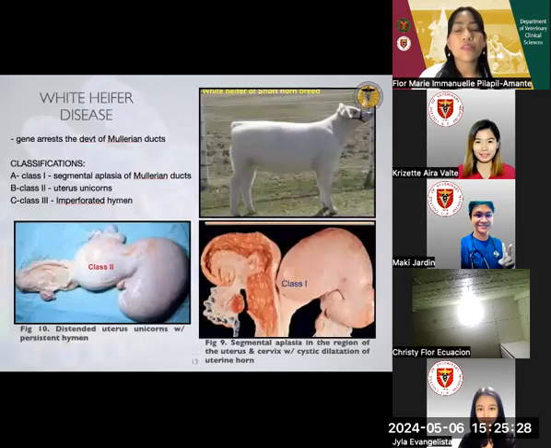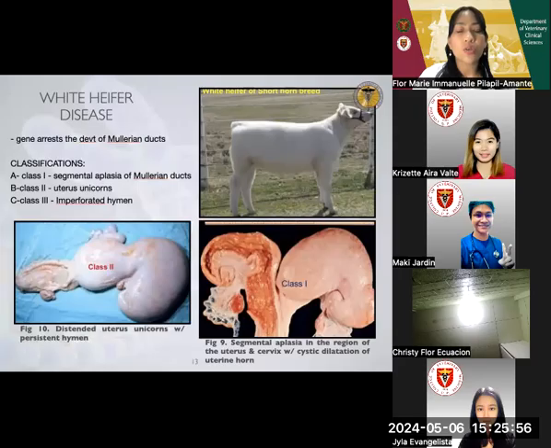This is the white heifer disease that I've been mentioning earlier, and this gene arrests the development of the Mullerian ducts. You see this beef cattle that is purely white. It's a shorthorn breed or a polled breed that is purely white, and we can mostly see this in cold countries, in temperate countries.